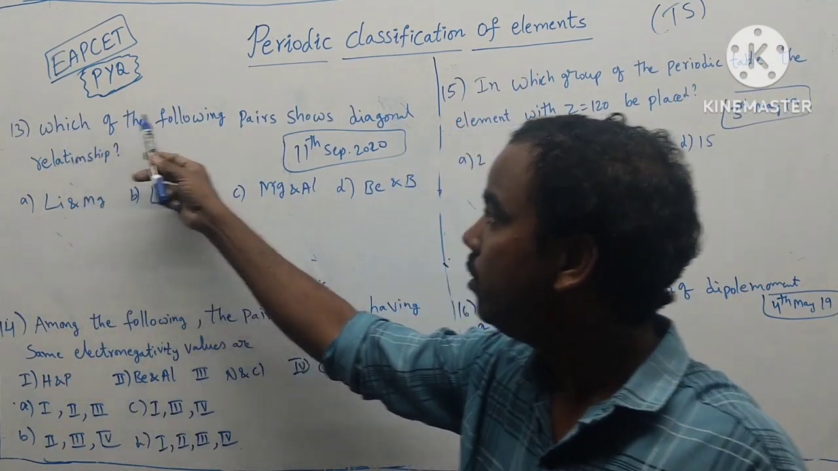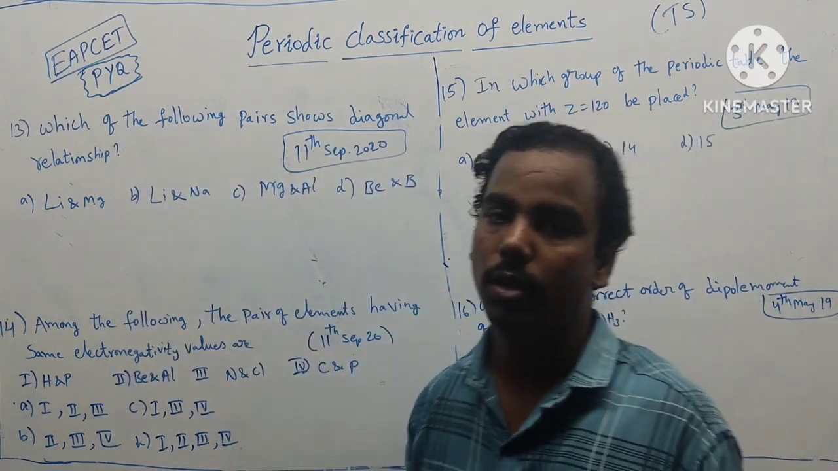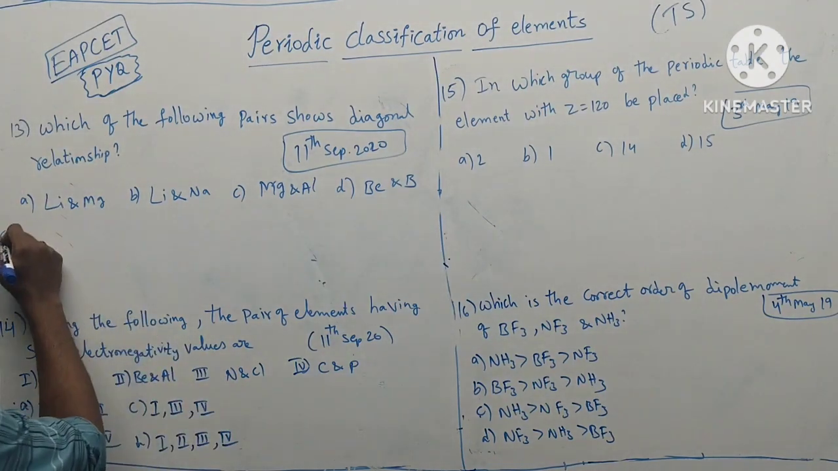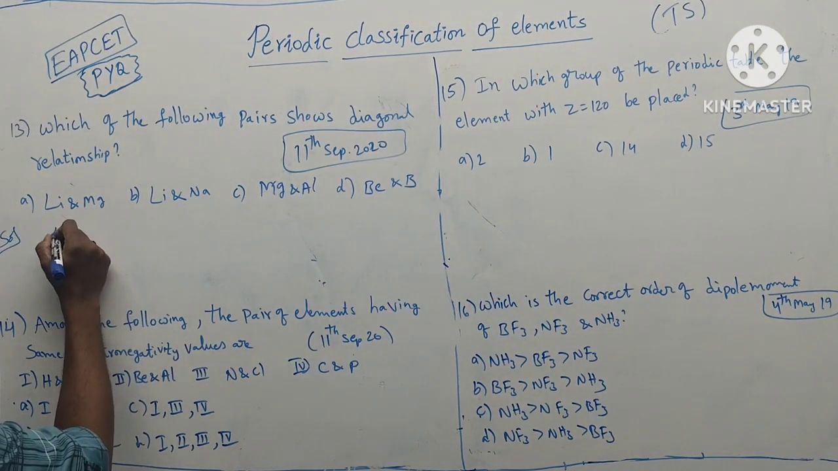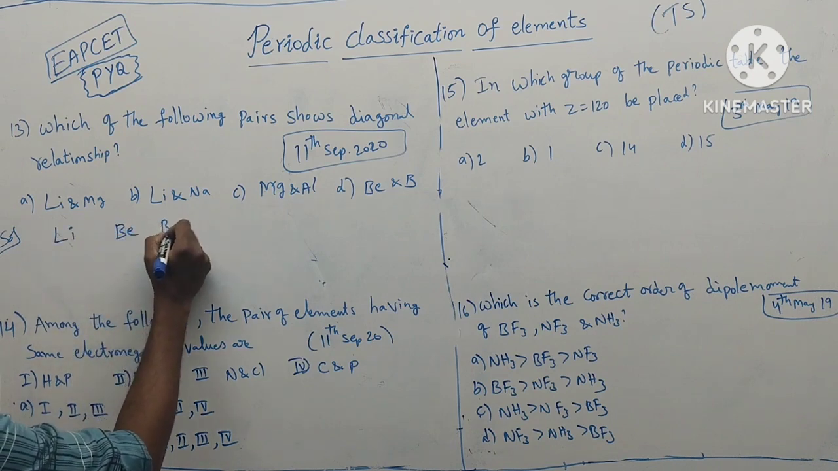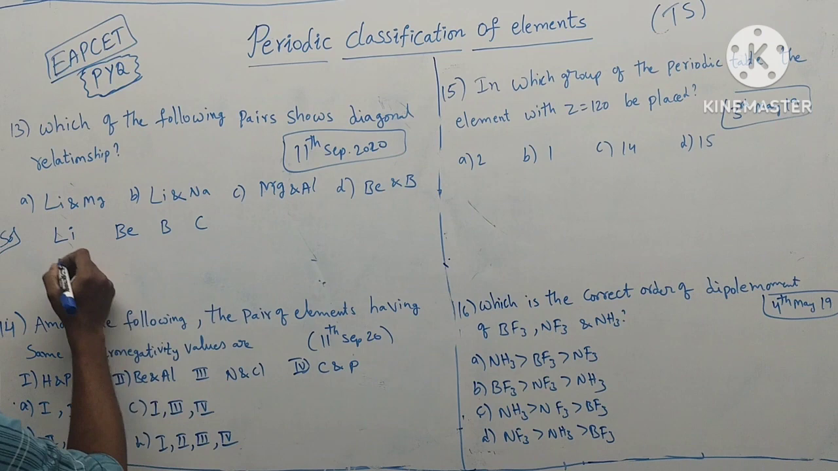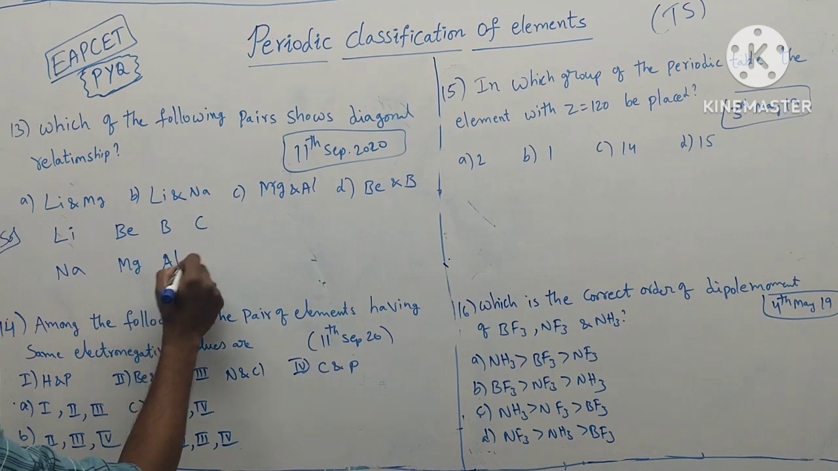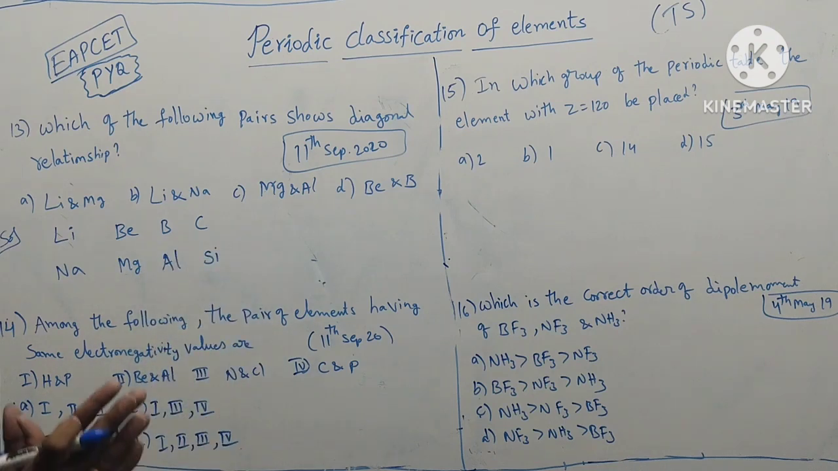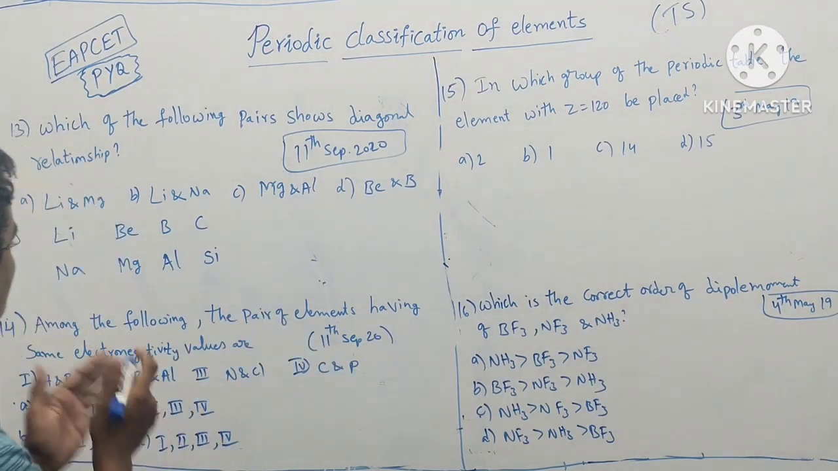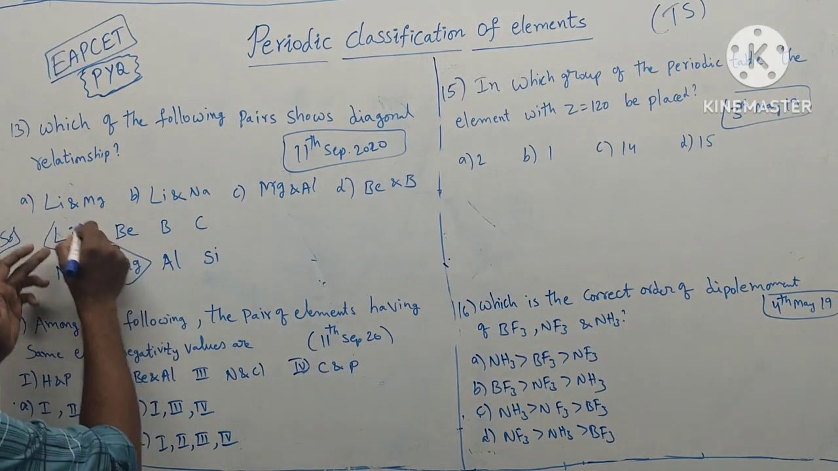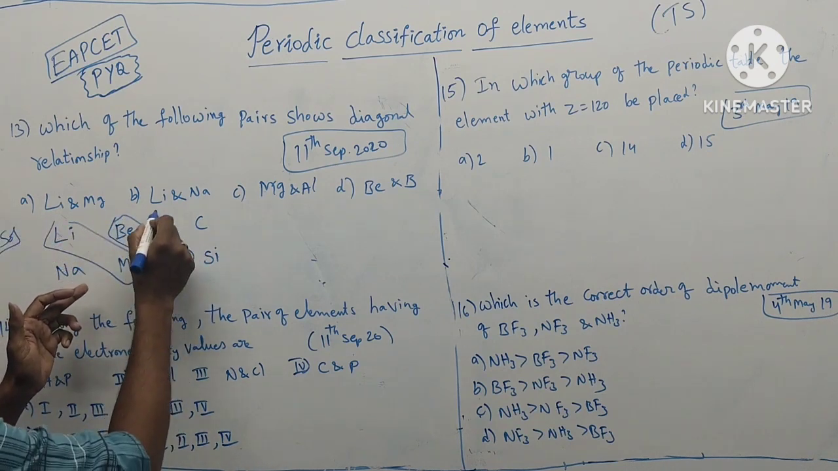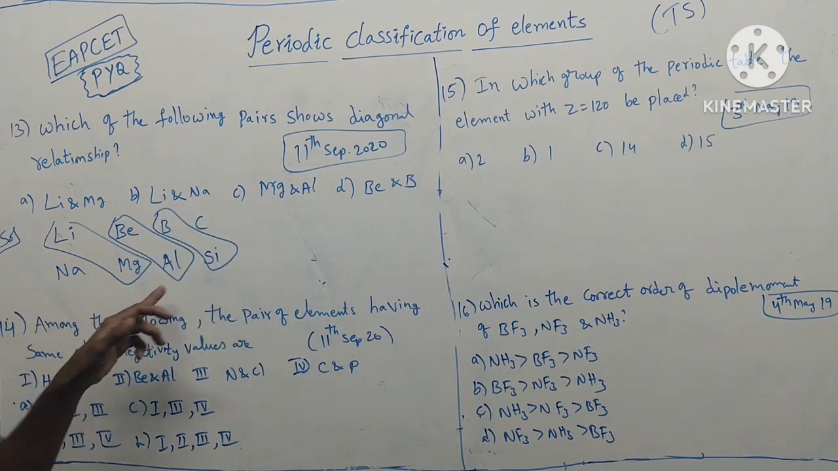The next one is, which of the following pairs shows a diagonal relationship? Second period and third period elements are diagonally related elements. The second period elements are lithium, beryllium, boron, carbon, nitrogen, oxygen. And lithium, sodium, beryllium, magnesium, boron, aluminum, carbon, silicon. Here three pairs are diagonally related: lithium and magnesium, beryllium and aluminum, boron and silicon.